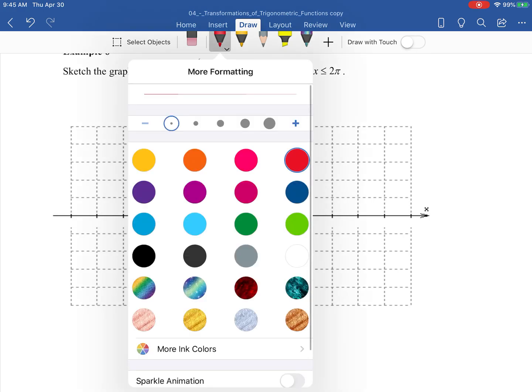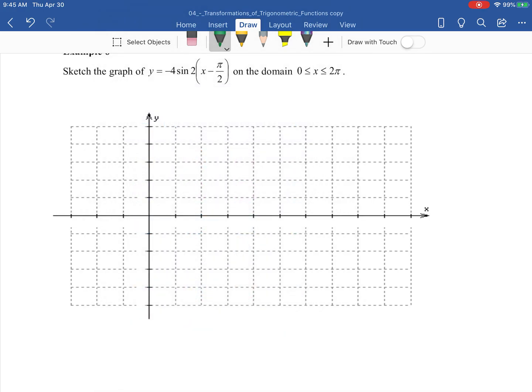Ooh, this example has a little more torque to it. It's got everything in there. Let me go through the steps again. Hopefully the steps are becoming a little more predictable here. I'm going to look for the amplitude. It's that number out front, which is a 4, not negative 4. This is the first example that's had that negative out there, and I've got to talk about that in a second, and I will.